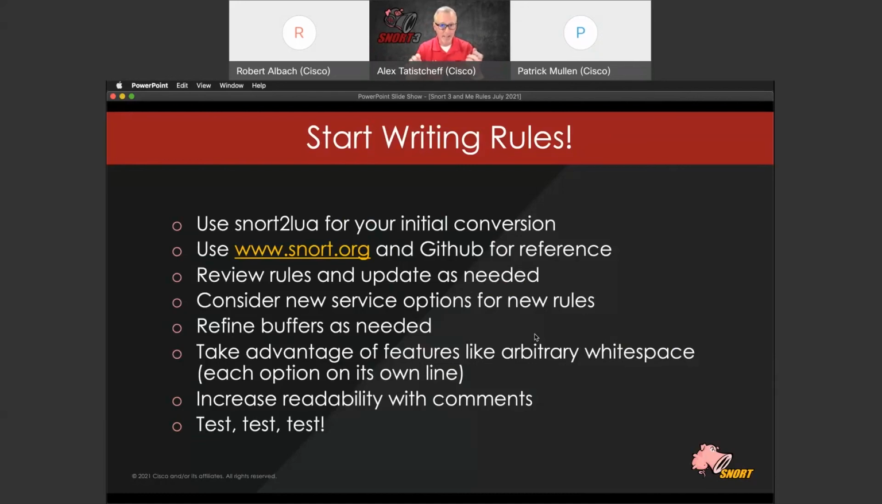Now, again, the metadata is just going to be turned into service. It's just going to work. But if you have other ones you want to add those service options for, look into those. Refine those buffers, right? You have those additional buffers now. So if you've got rules that look in the HTTP URI at specific fields, start using those additional values in those sticky keywords to narrow that search down to those specific fields.